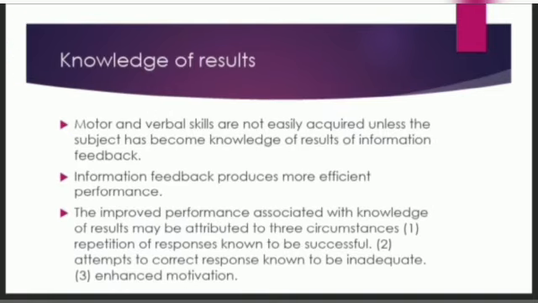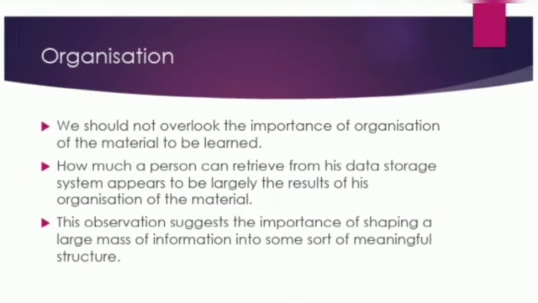Knowledge of result. Motor and verbal skills are not easily acquired unless the subject has knowledge of results, or information feedback. Information feedback produces more effective performance. The improved performance associated with knowledge of results may be attributed to three circumstances: repetition of responses known to be successful, attempts to correct responses known to be inadequate, and enhanced motivation.